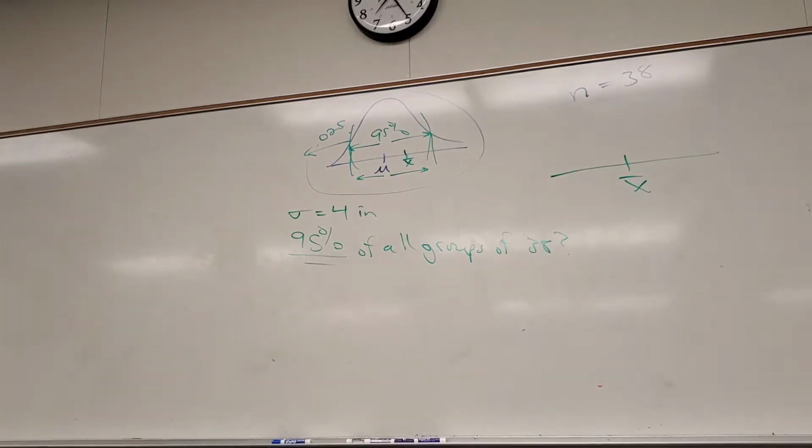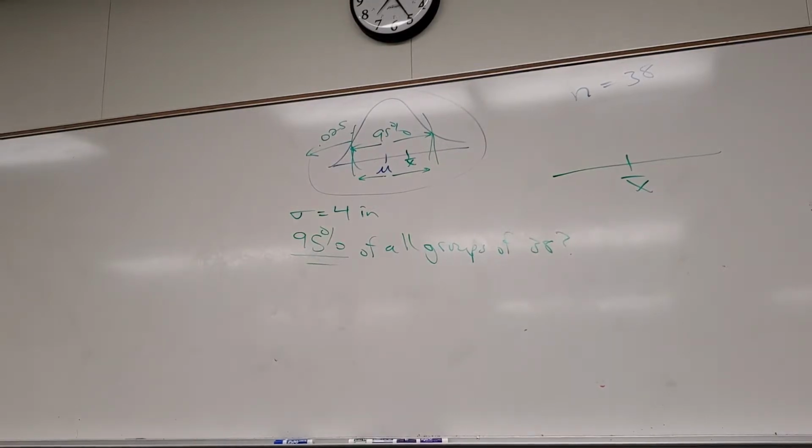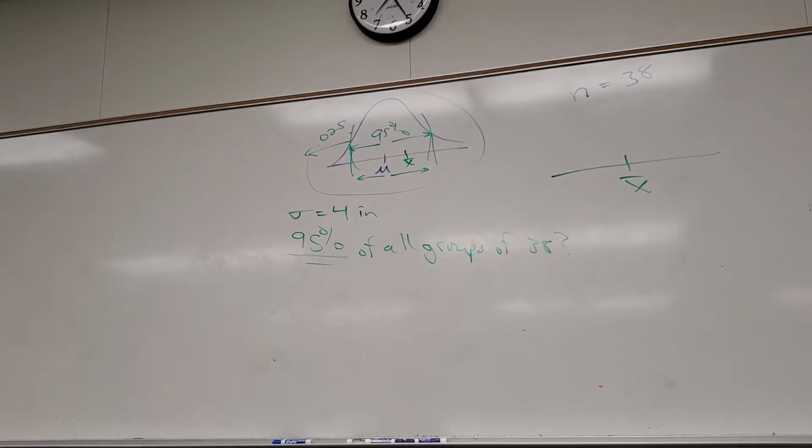Or just be careful. I'm not looking up a z-score, I'm looking up an area. I want to know what the z-score is. So where are you trying to find 0.025? Trying to find it in the body. Not 0.0025. 0.025.